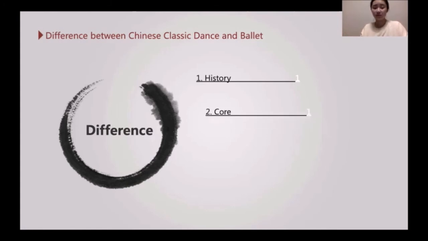So what's the core of both kinds of dance? Ballet is more focused on training the muscles of the legs and feet. Everybody knows that. They pay more attention to precise specification of the movements. But Chinese classical dance emphasizes the combination of body charm, body style, skills, and performance.